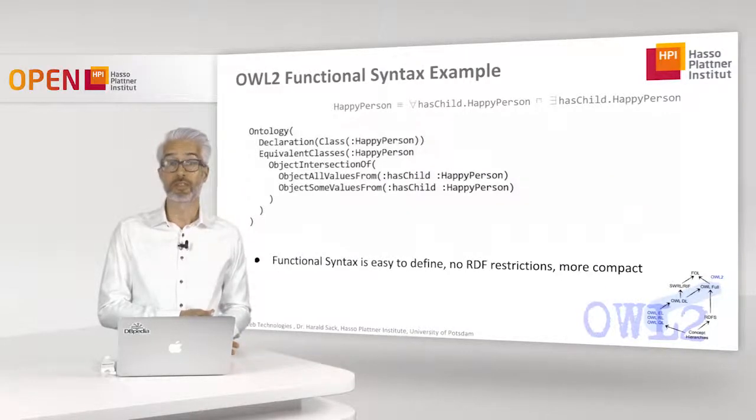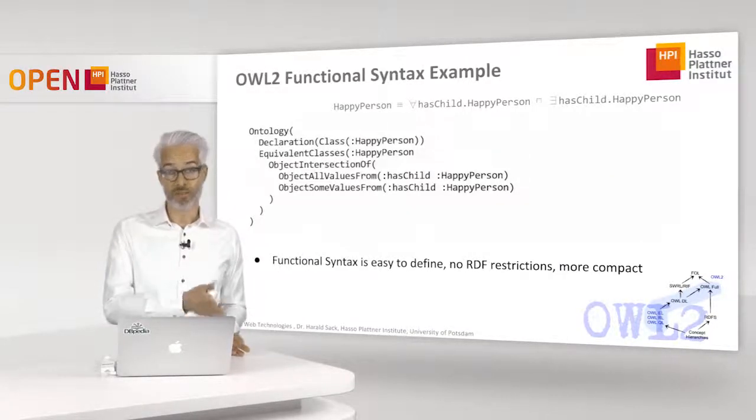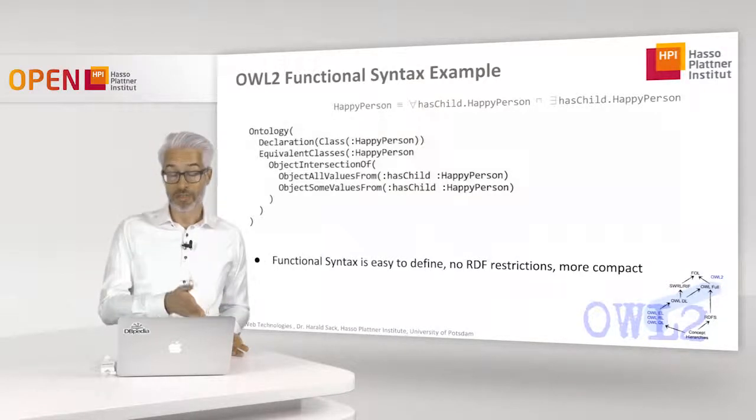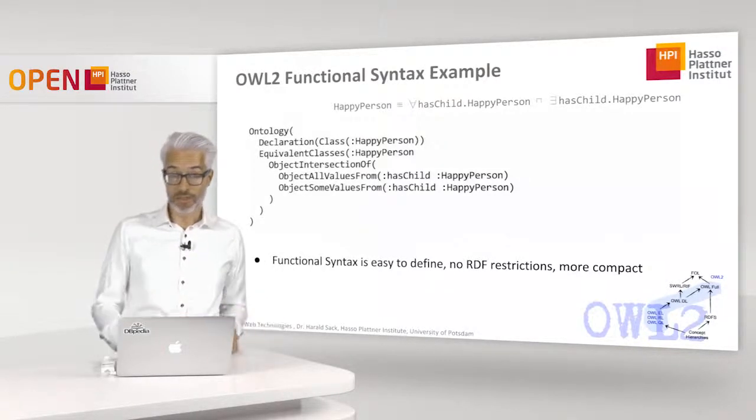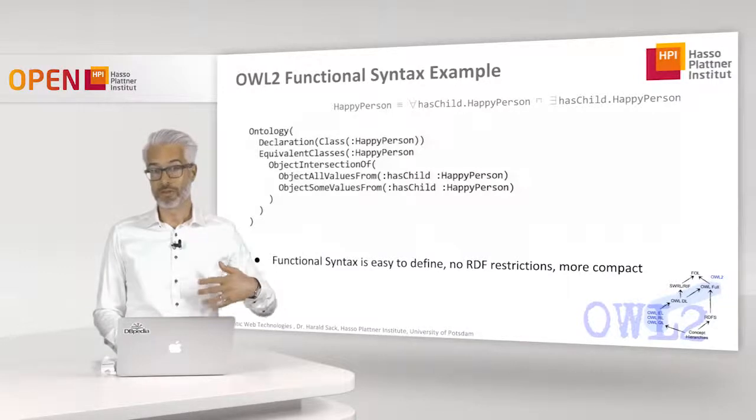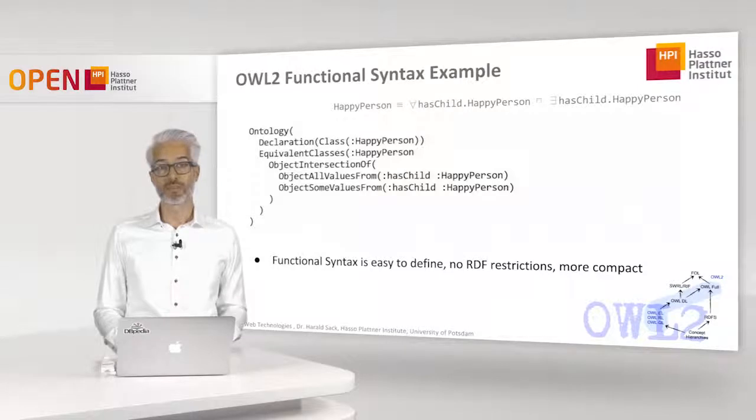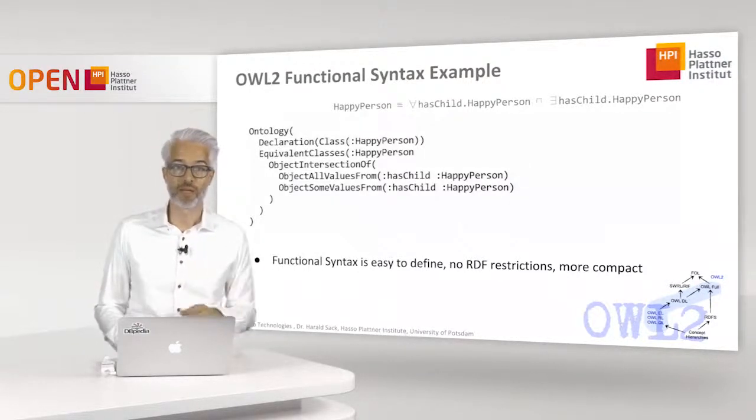Otherwise, you would also have childless persons within your set, in the class you define here. So this is an interesting aspect that you should always consider when designing classes like that. A happy person is a person who has happy children, or whose children are happy persons.